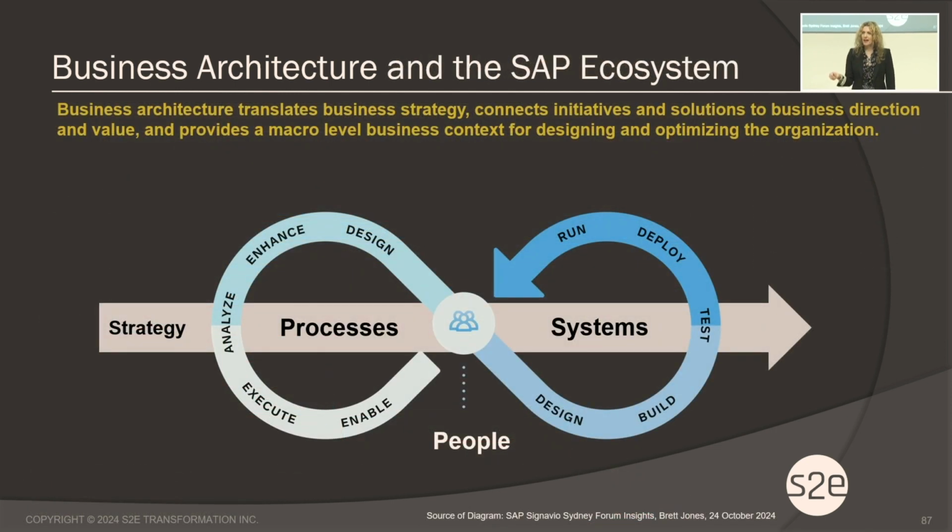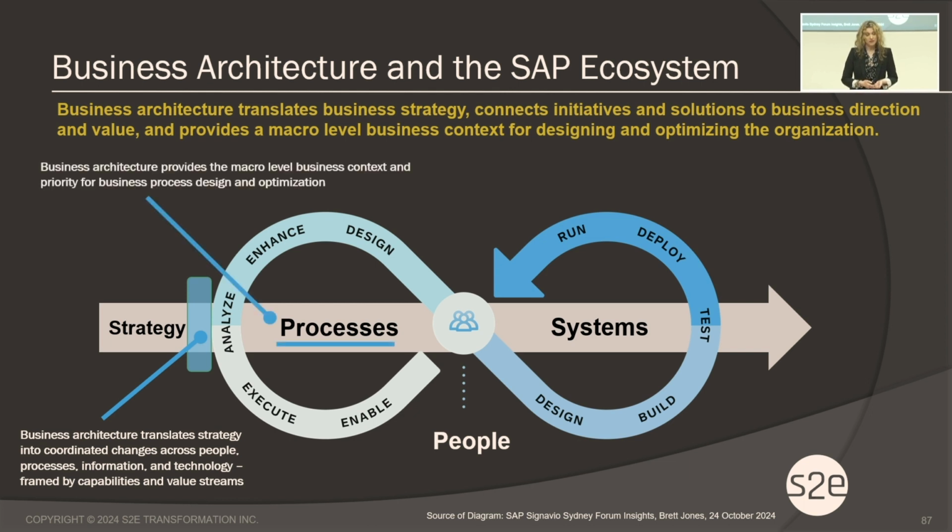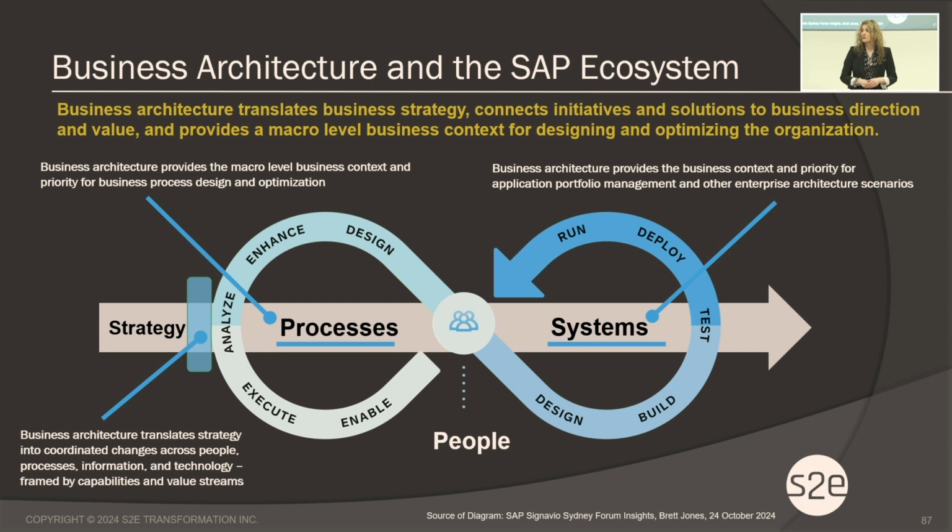And one last tie to make here, I really like this diagram. So just to relate business architecture in one way to the SAP ecosystem, thinking about strategy, of course, we've talked about activating strategy, translating strategy, strategy execution, but from an intentional design perspective, business architecture gives that macro level framework to process design and also system design and decision making.